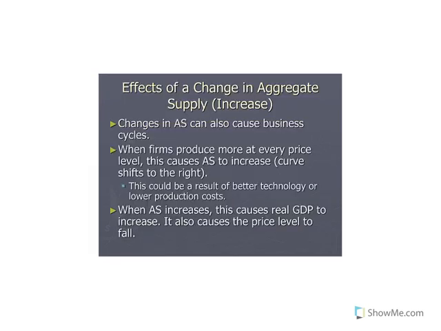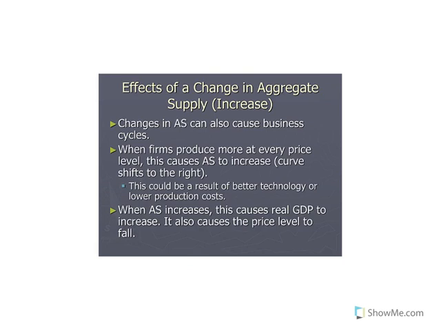Now, there can also be changes in aggregate supply in the economy, and that also can affect the business cycle. So let's say, for example, that firms start to increase the amount of goods and services they produce at every price level. Theoretically, this is going to cause the aggregate supply curve to shift to the right. And of course, that could probably be the result of better technology that's allowing firms to become more productive. In other words, increase their output, become more efficient due to those advances in technology, which is why they're able to increase the amount of goods and services that they're producing at every price level.